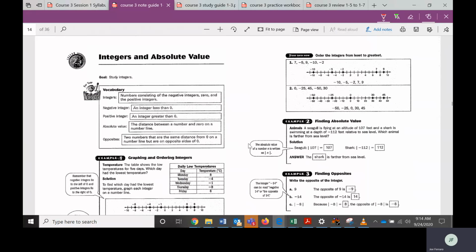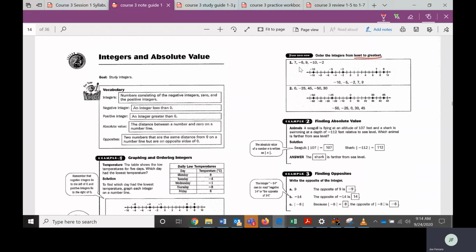Okay. There are going to be some problems where it will just give you a list of numbers and tell you to order these numbers. Most of the time, they're going to say least to greatest. Make sure you read the directions though, and it's not the other way around. But almost always it's going to say least to greatest.